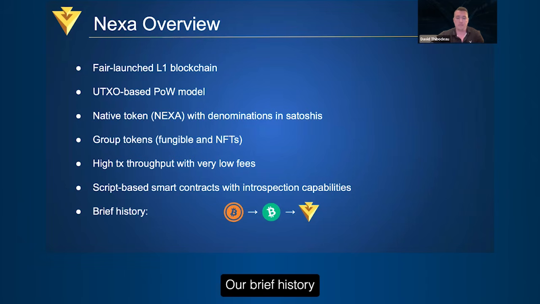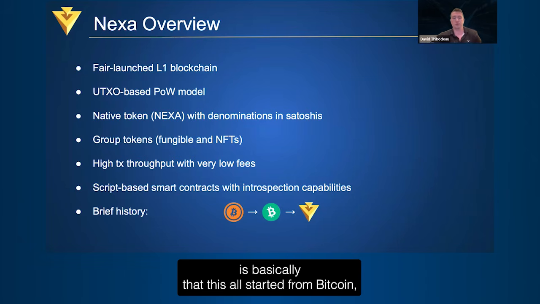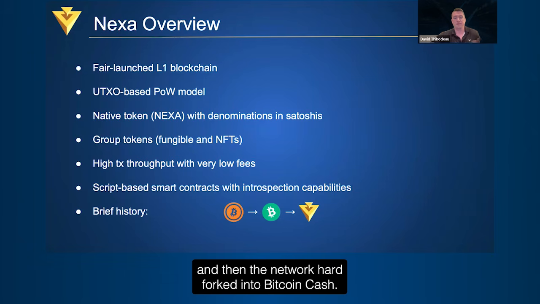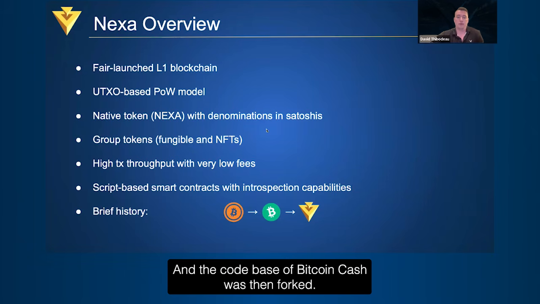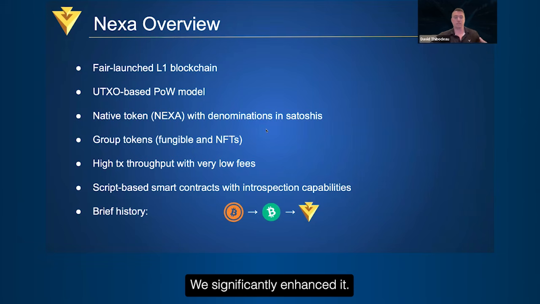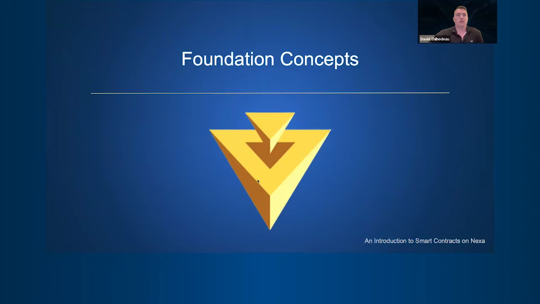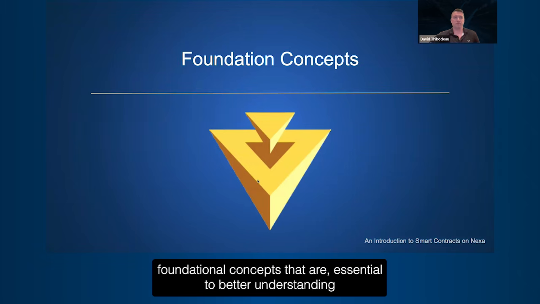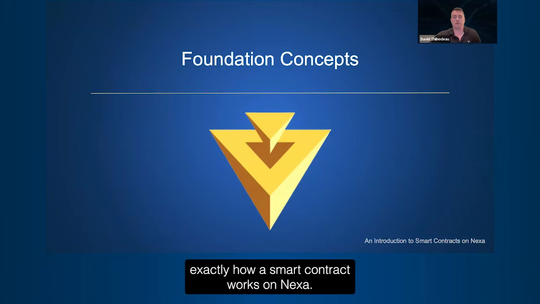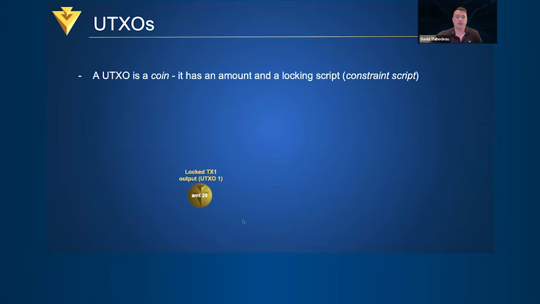Our brief history is basically that this all started from Bitcoin. And then the network hard forked into Bitcoin Cash, and the code base of Bitcoin Cash was then forked. We significantly enhanced it, and that is what ultimately led to Nexa. So now I'm going to run you through a few foundational concepts that are essential to better understanding exactly how a smart contract works on Nexa.